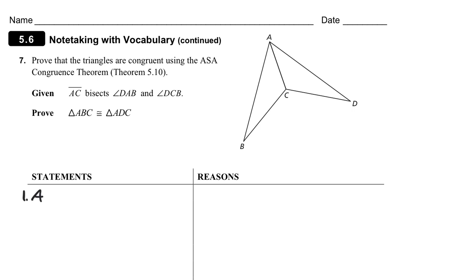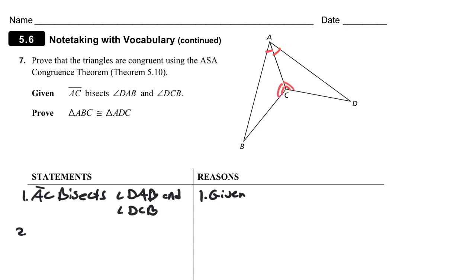My given is that AC bisects angle DAB and angle DCB, and that's a given. So what does that mean? When you bisect something, if AC bisects that, that means I'm going to create two congruent angles. So now I created two up there, but at the bottom, if I look at DCB, which is a really big angle, that means these two angles are going to be congruent. So that's my definition of bisector.